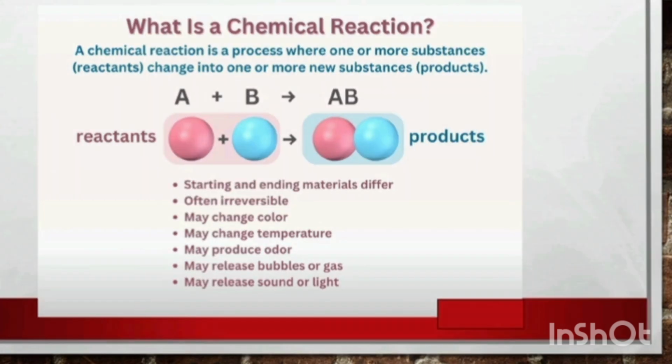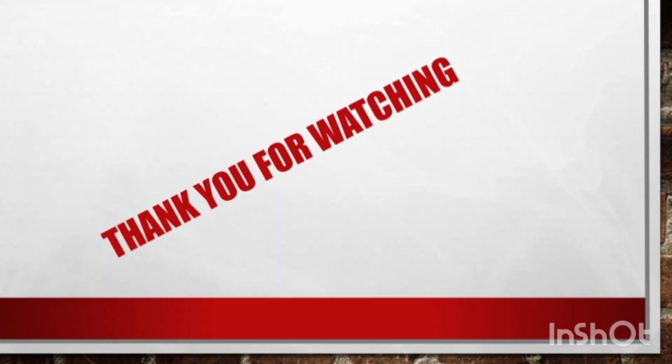So what is a chemical reaction? A chemical reaction is a process where one or more substances change into one or more new substances. A plus B gives rise to AB. Okay, starting and ending materials differ, often reversible. It may change color, it may change temperature, it may produce odor. Odor is nothing but smell. It may release bubbles or gas, it may release sound or light.